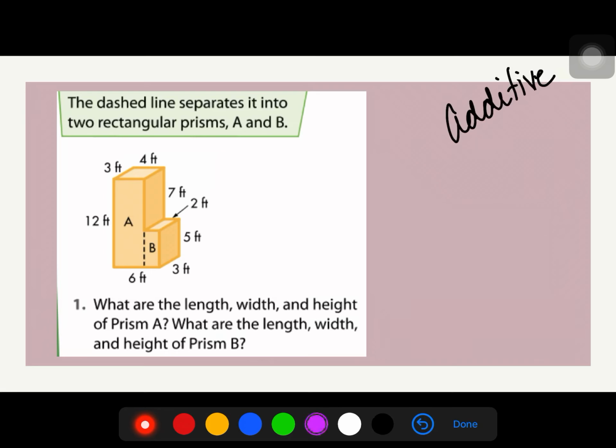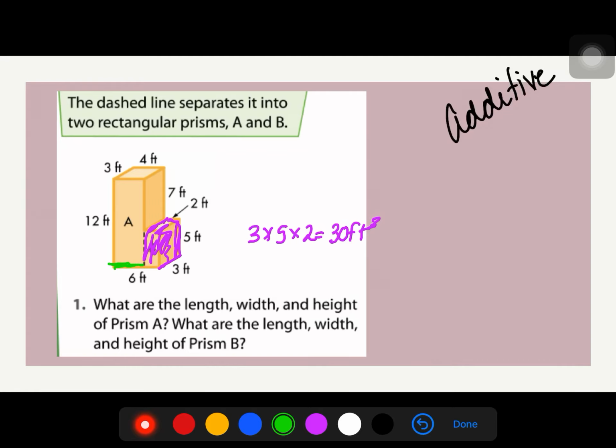So let's go ahead. For B, I'm going to just draw in here, and that's what I would tell you to do. Well, B, I know it's 3 feet long, and it does appear to be 5 feet high, and it's 2 feet wide. All of those are in feet, and it equals 30 cubic feet. Okay, that's B.